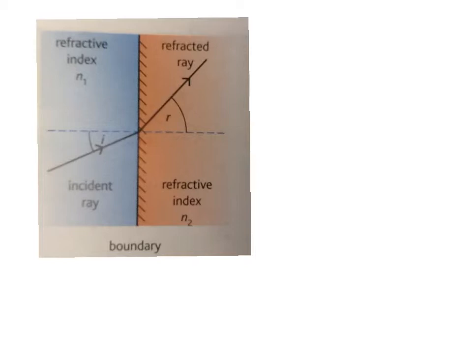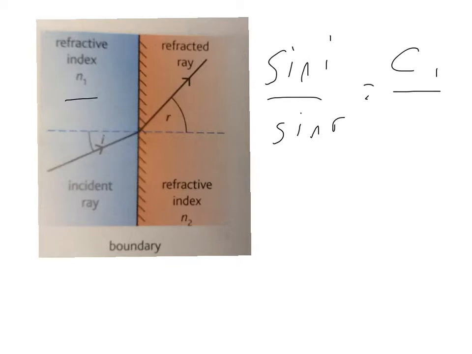So using the equation that we learnt in the last derivation video that I did, we've got sine i over sine r is going to equal c1, which is the speed in the material on this side, over c2, which is the speed of the light in this material here.